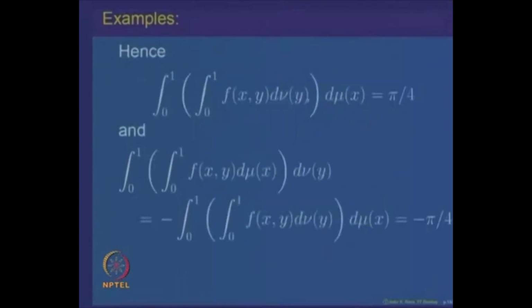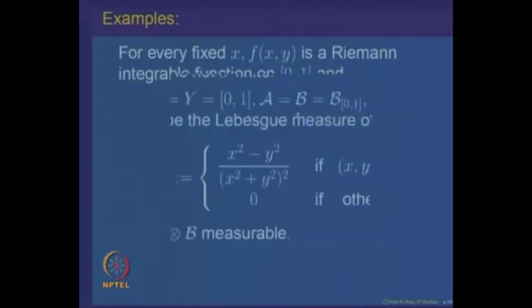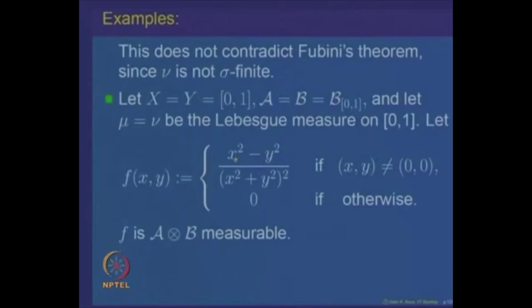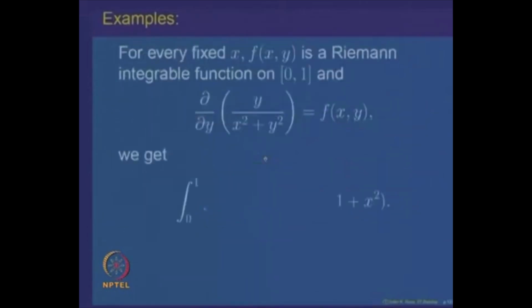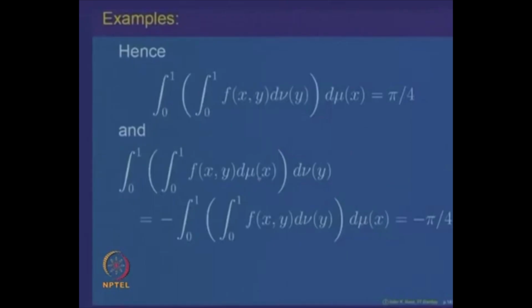So, one of the iterated integrals is equal to pi by 4, but a simple observation about the function tells me that if I change x to y, so let us look at the function, if I interchange x and y, then you get a negative sign outside, because there is a negative, x square minus y square. So, I do not have to compute the other iterated integral; by using this property, if I interchange x and y, that gives me a negative sign.